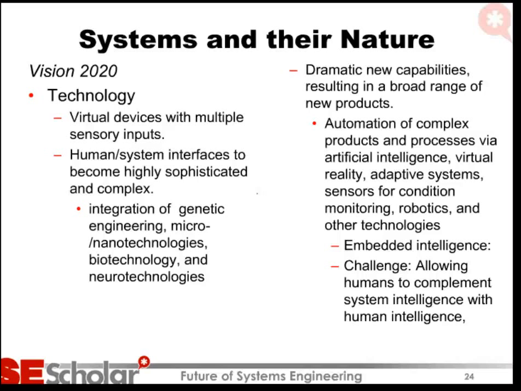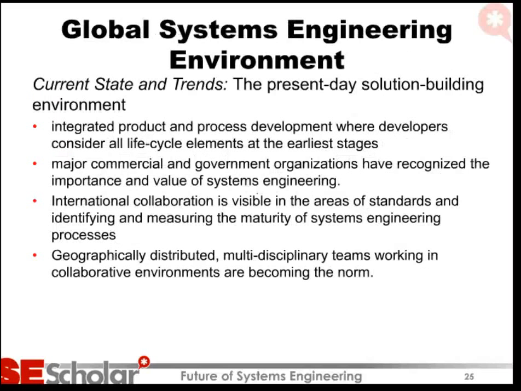Technology, where you're getting virtual devices and human-system interfacing, will be more sophisticated and complex, and they will need to be integrated into these systems, especially from the control aspect. So developing these new capabilities results in a broad range of topics, be it embedded intelligence or allowing humans to complement a system's intelligence. Those are the types of things that we have to work through as technology increases.